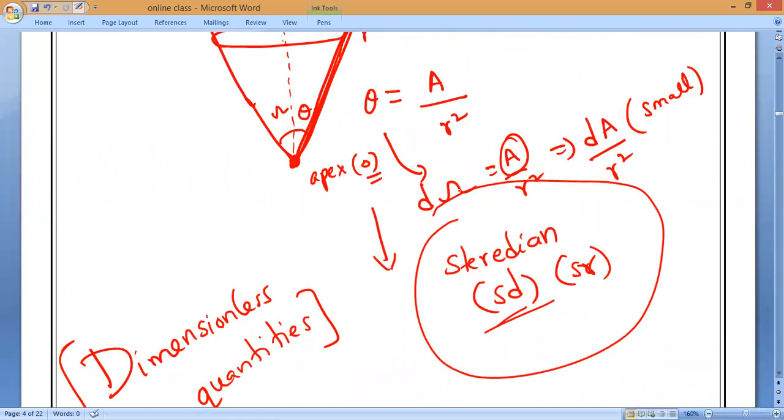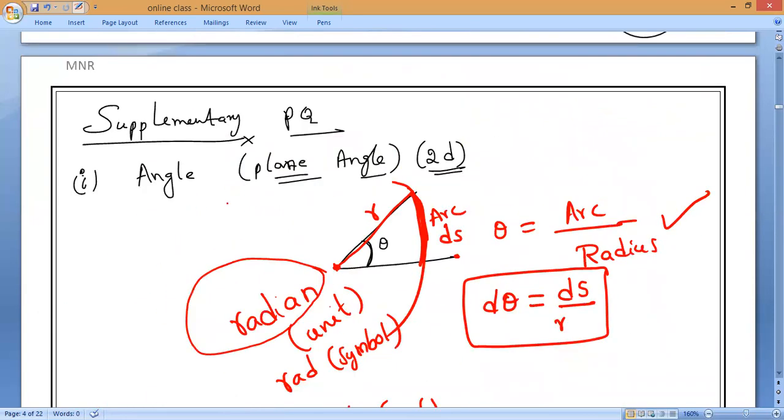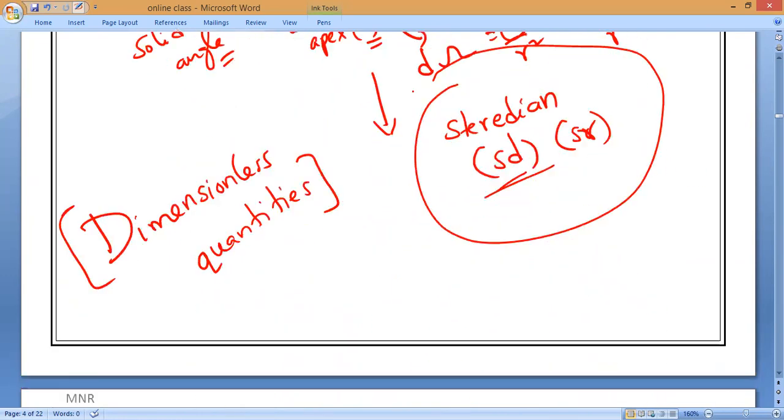Keep it in mind, this omega, d omega or theta means what angle, plane angle or solid angle? It is the solid angle at the apex. Apex means that point of the cone. And this, we can say, is the plane angle. It's 2-dimensional and this is 3-dimensional. Okay, everybody?